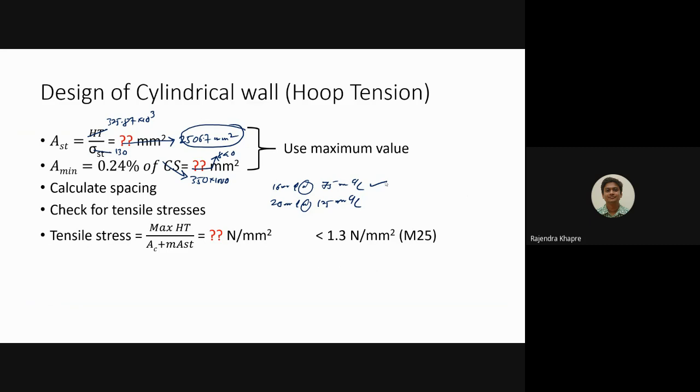Okay, so now we have to check for the tensile stress. The maximum hoop tension which is occurring is 325.87 into 10 to the power 3. Area of the concrete is 350 into 1000. M value is 10.98, and AST is 16 dia at the rate of 75 center to center. How much is this? Tensile stress in concrete in direct tension, actual stress.